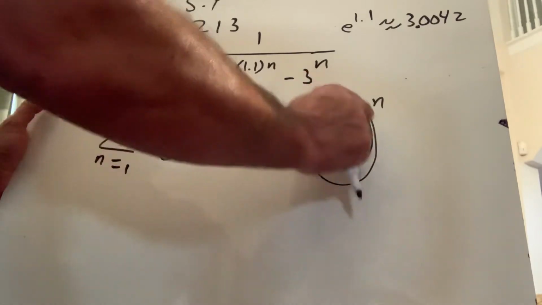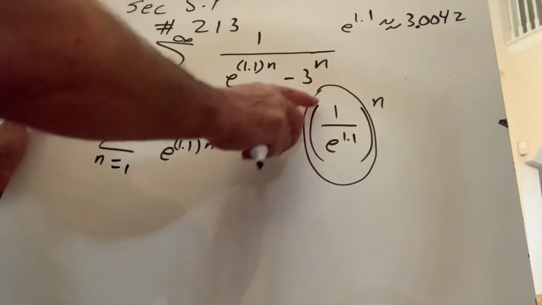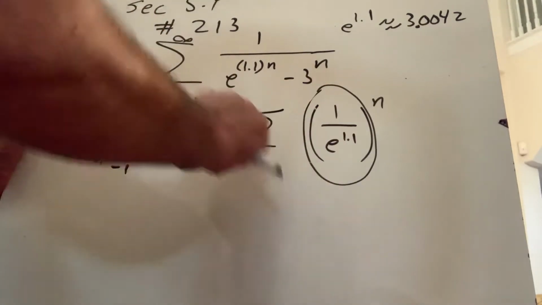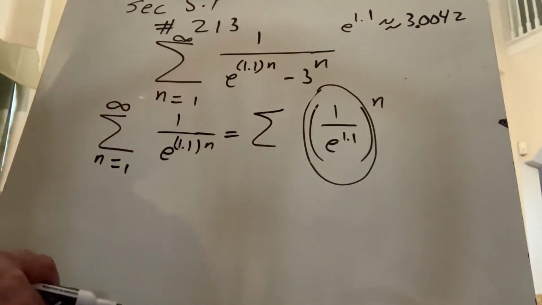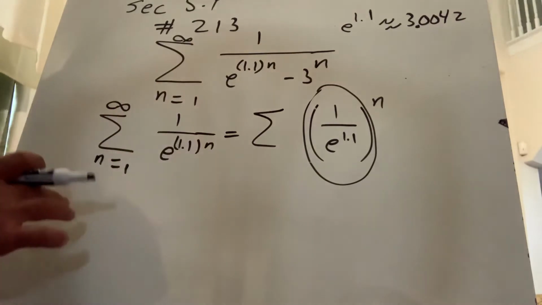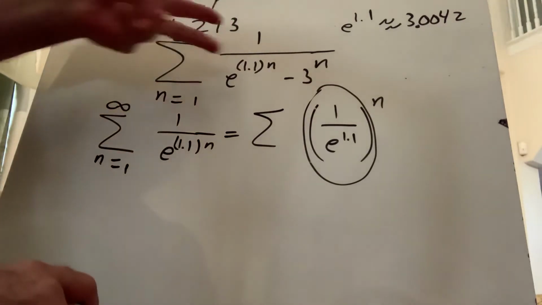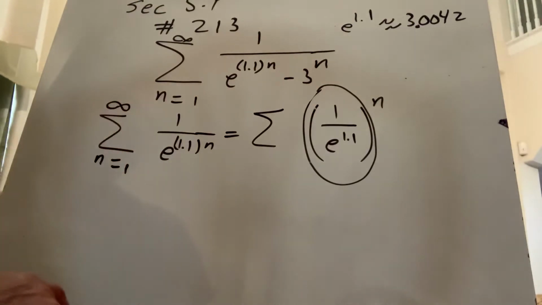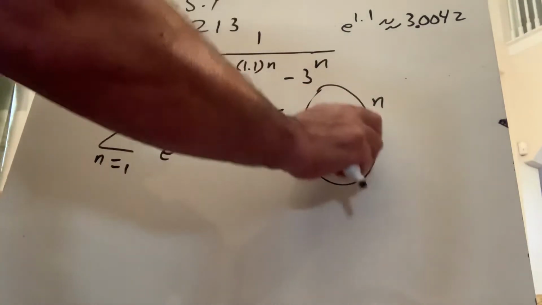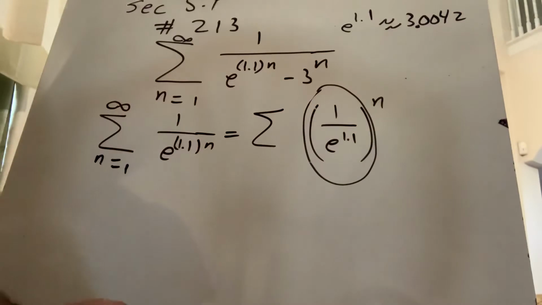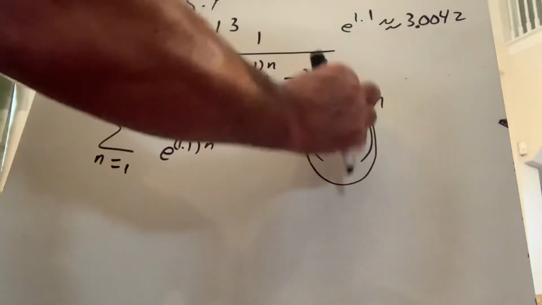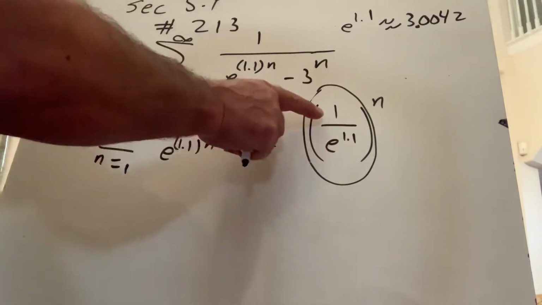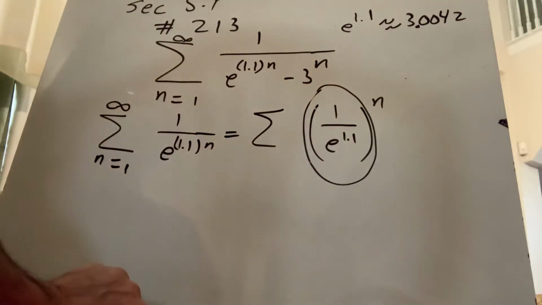So this is your little r in a geometric series. As you remember, if this is less than 1, which obviously 1 over e to the 1.1 is, then the geometric series converges. So we do have a convergent geometric series, and the motivation will be to compare this to that. I just want to remind you why this is a geometric series and why it converges: your ratio is less than 1 in absolute value. It's positive, so you don't need the absolute value, but it is less than 1 because the bottom is more than 1.